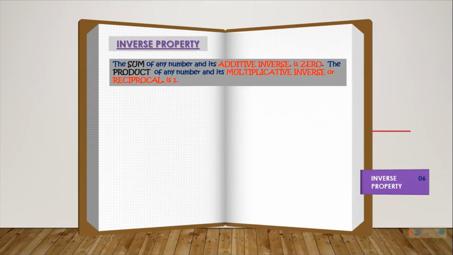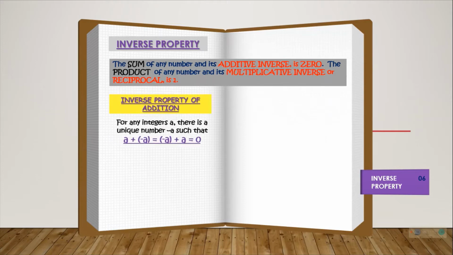Next, inverse property. When we say inverse, you add its opposite. Okay, the sum of any number and its additive inverse is 0. The product of any number and its multiplicative inverse or reciprocal is 1. This means that if you add opposites in addition, the answer is 0. In multiplication, the answer needs to be 1, if you multiply it by the opposite of the given number.